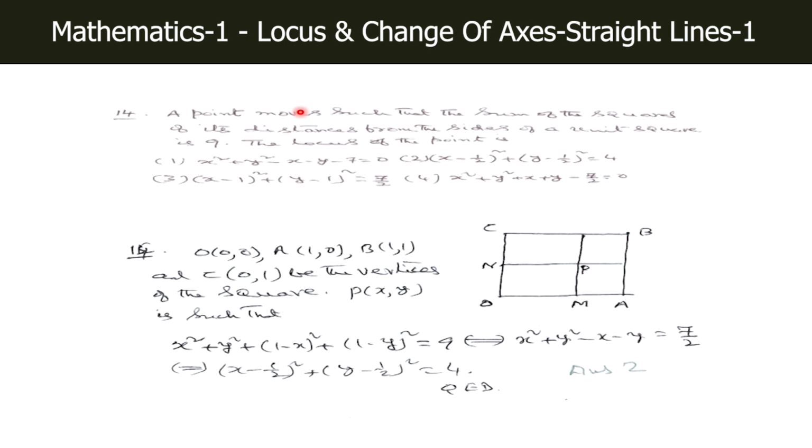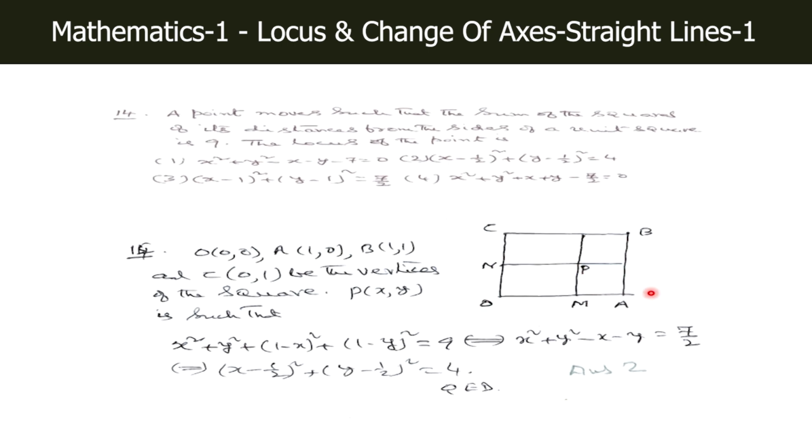14. A point moves such that the sum of the squares of its distances from the sides of a unit square is 9. The locus of the point is so and so are given. So, now you consider this unit square ABCD. Unit square means side length 1, and suppose P is a point inside the square such that the sum of the squares of the distances of P from the sides is 9. So, therefore, now suppose P is equal to (x, y).